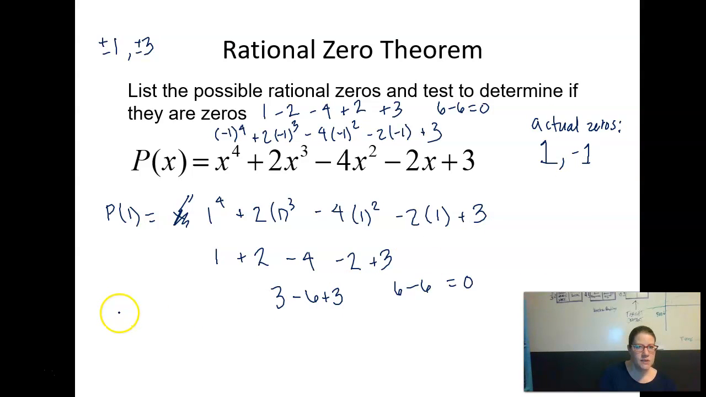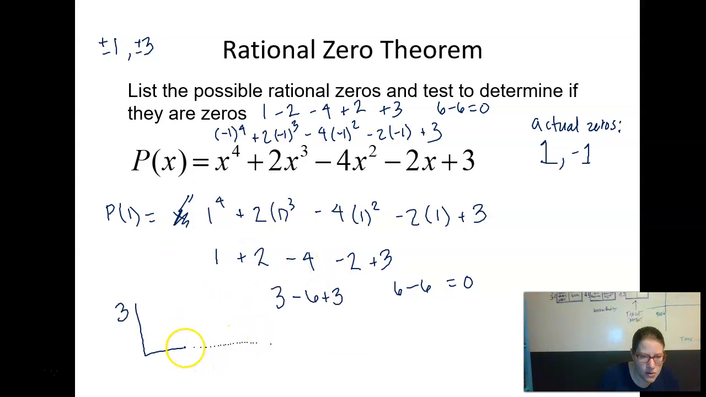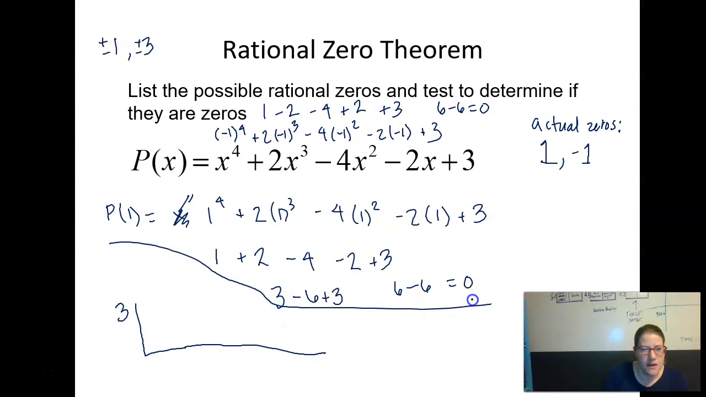Okay, let's try one using the synthetic division. So I'm going to put 3 in here. Okay, so I'm going to kind of section this off. So I'm putting the coefficients across the top. I've got a 1, a 2, -4, -2, and 3.